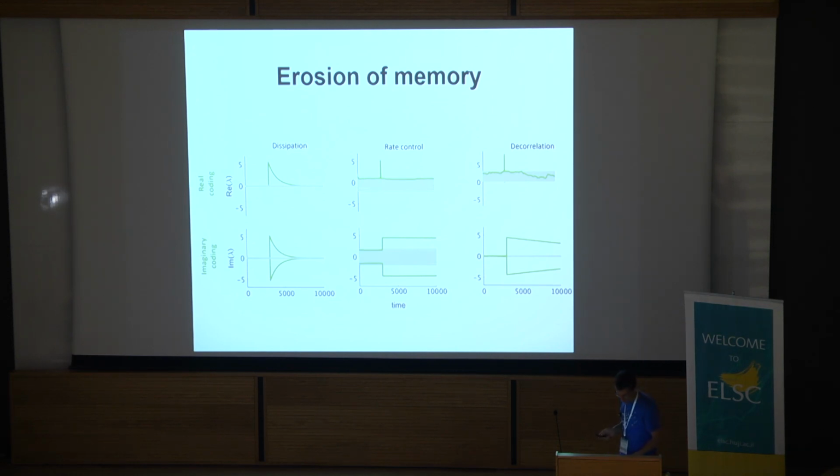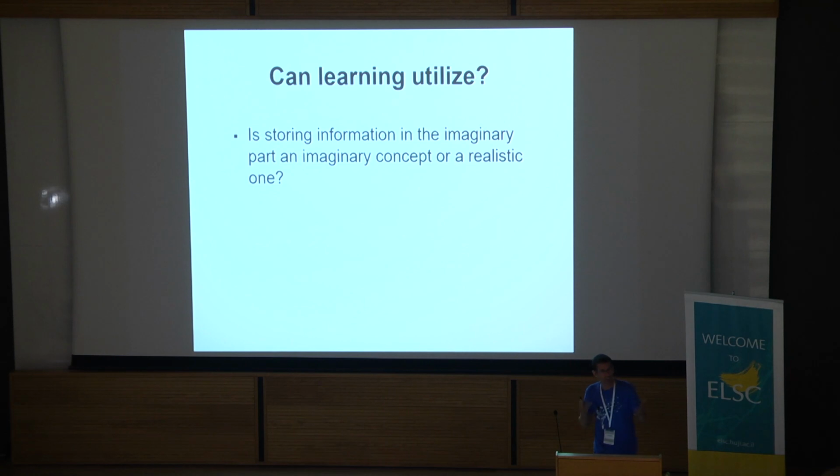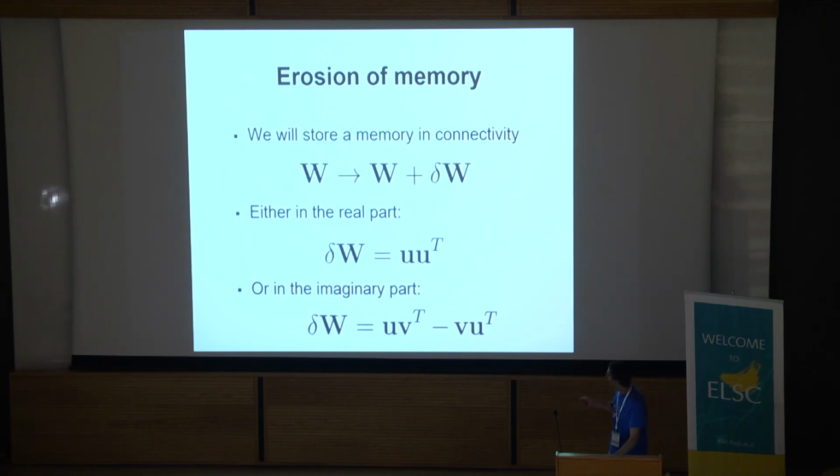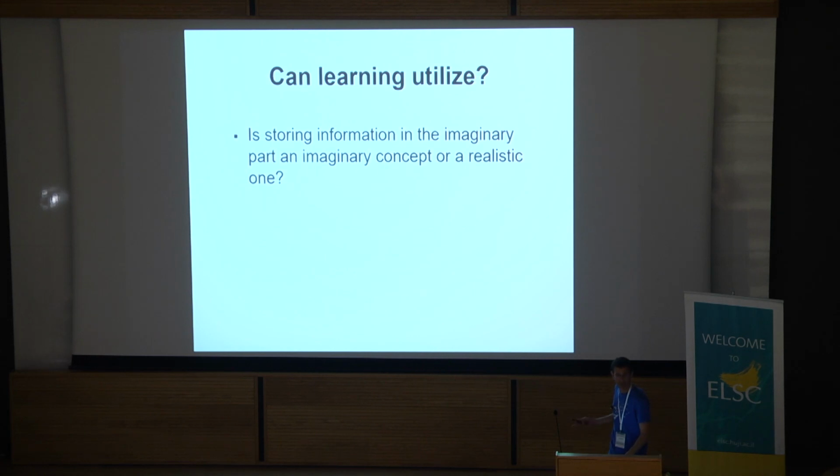So, imaginary is a weird word. So is storing information in the imaginary part of a spectrum an imaginary concept, a mathematical one, or does it have any relation to biology whatsoever? So far what I did was just say, well, here's a mathematical construct that puts something in the imaginary eigenvalue. Nice, but how can you do that?